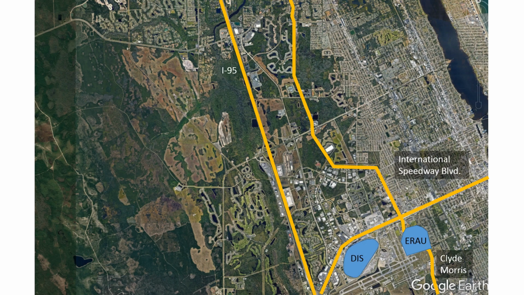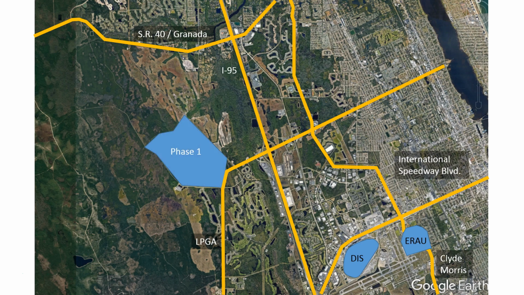And so if you notice, west of 95 there's the LPGA development that's based around, or just to the south and east of LPGA Boulevard. And then up here to the north, we have State Road 40 and Granada. But if you look in between State Road 40, Granada, and LPGA, there's really not a whole lot of development yet. But phase 1 of Margaritaville is, I think, pretty much completed.